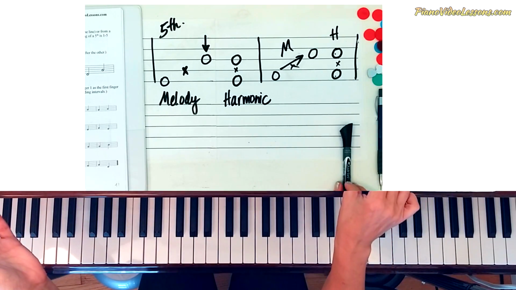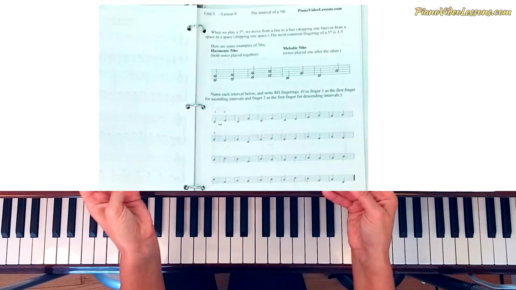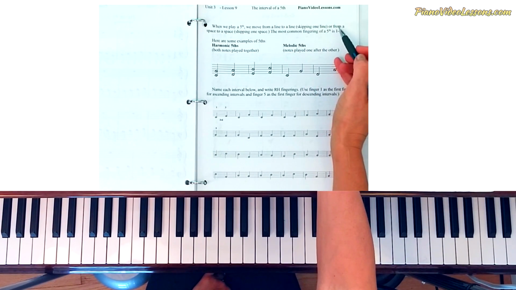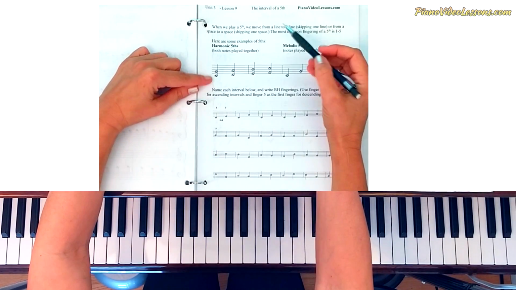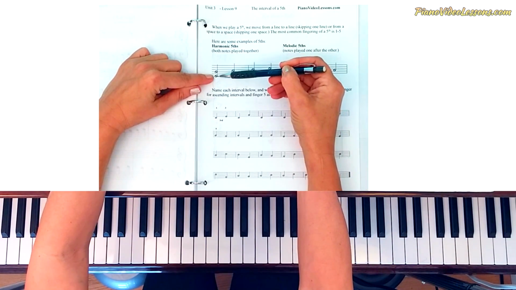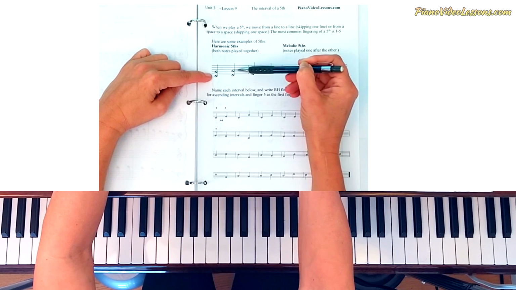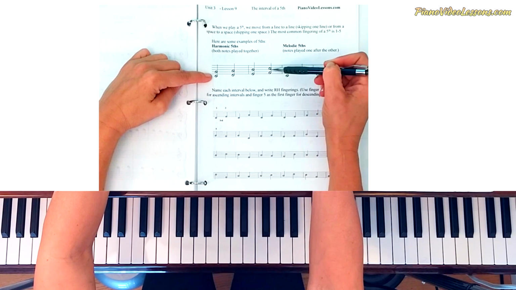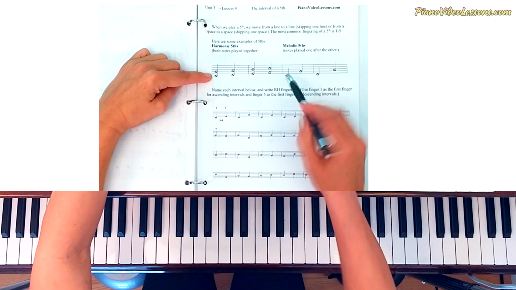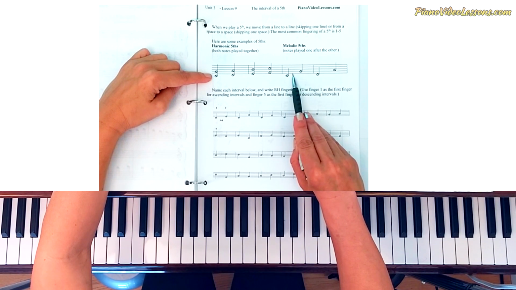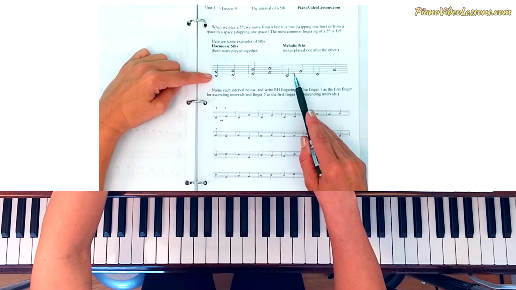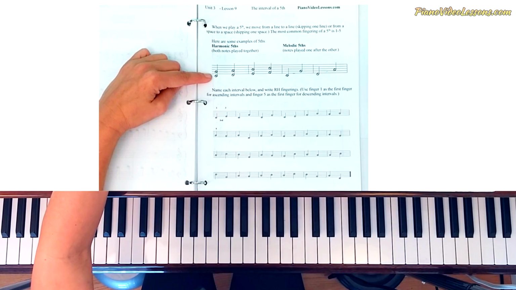So let's turn to our workbook now and have a look at the lesson. When we play a fifth, we move from a line to a line or from a space to a space, and here they are shown in the music. You can see here it's 2 line notes skipping over a line in the middle, 2 space notes skipping over a space in the middle, 2 line notes skipping over a line, 2 space notes skipping over a space. Here we see the melodic version, and you can see again it skips right over this line, and here's 2 space notes, it skips right over that space. So line, skip a line, line, space, skip a space, space.